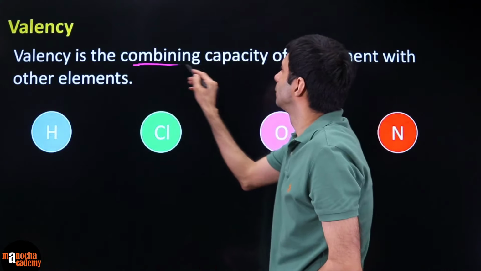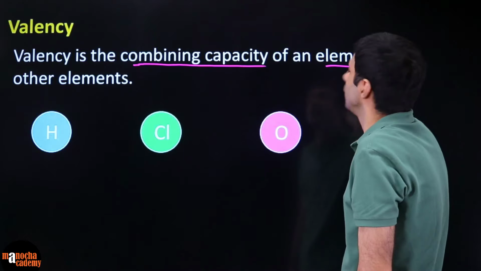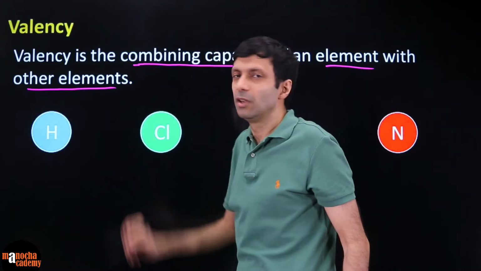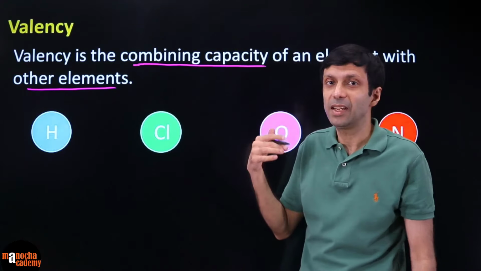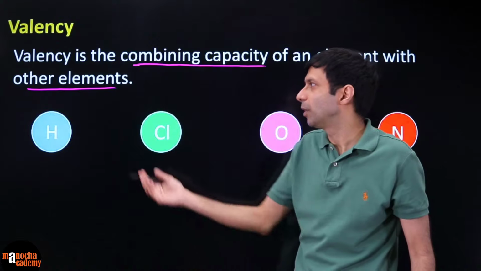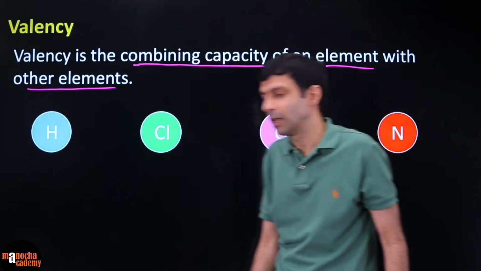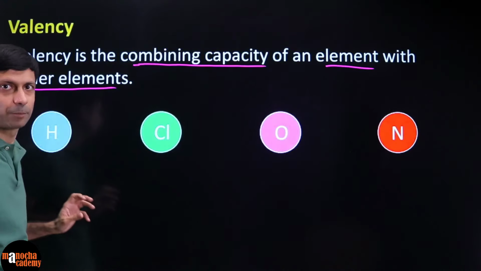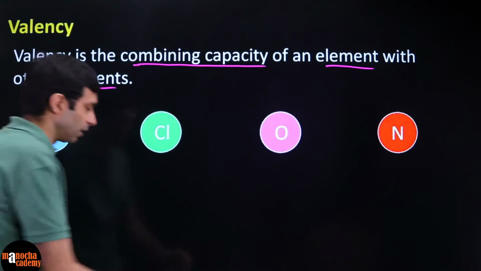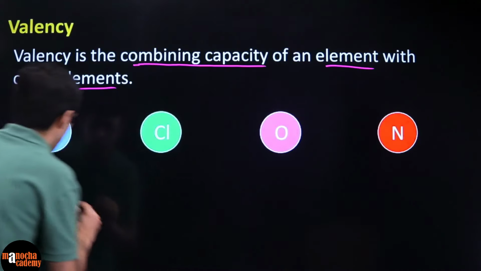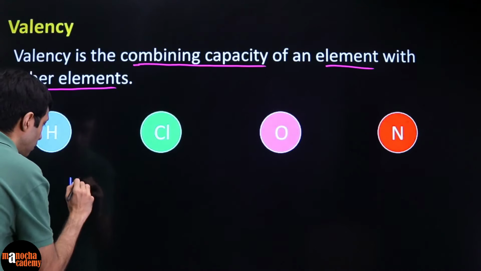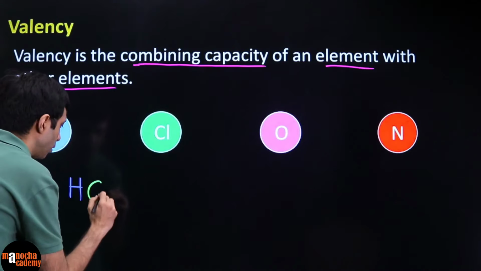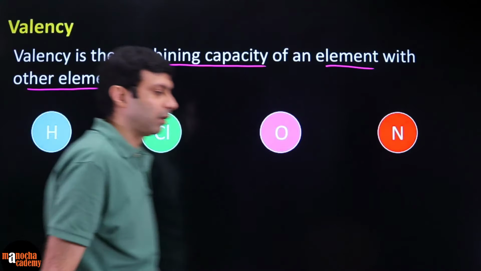Combining capacity of an element with other elements. So very, very important: how one element combines with the other elements. For example, if we take hydrogen and chlorine and we try to combine these two, scientists have observed that the formula you get is one hydrogen atom combines with one chlorine atom.